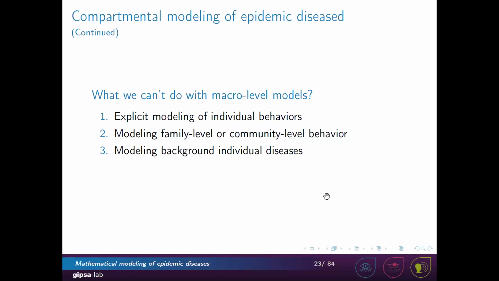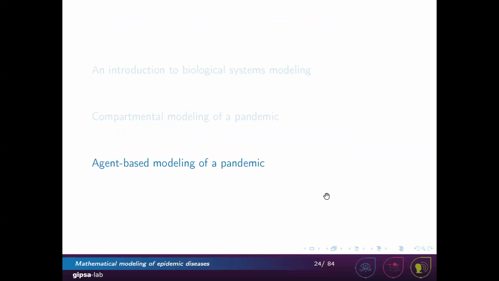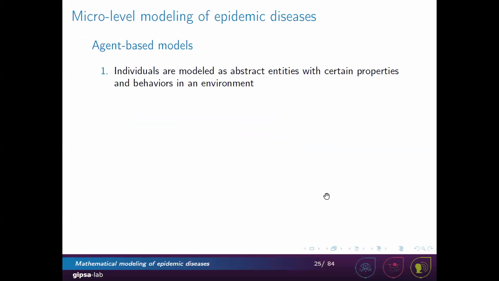People who have background illnesses, people who have problems in their immune system, we won't be able to discriminate them unless we consider them as a separate compartment, as I just mentioned. But otherwise, there is no way to model individual background diseases of people. So due to these limitations, we move to the second approach for modeling epidemics and pandemics, which we call the agent-based approach.